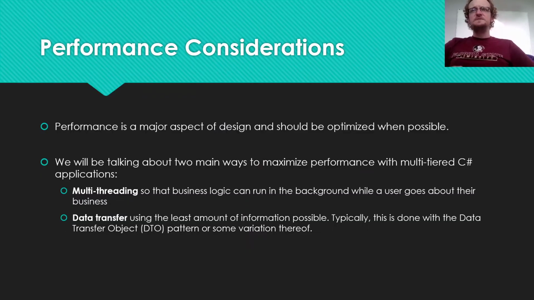This is potentially the biggest of all of the architectural design considerations for something like a C# web application. And the reason is because C# itself has kind of a bad name in terms of performance. And so what we want to do is we want to use two very popular ways of dealing with performance to kind of maximize our efficiency. And so the first of these is multi-threading.